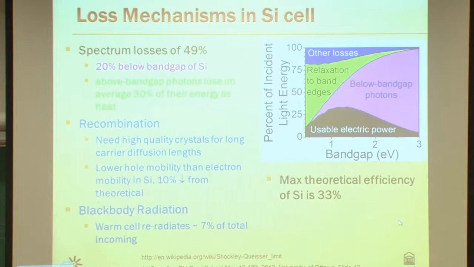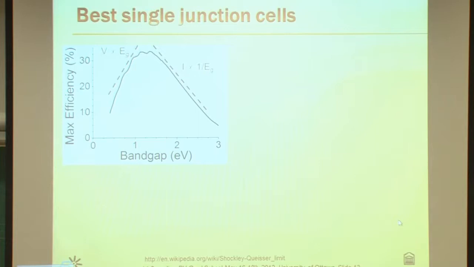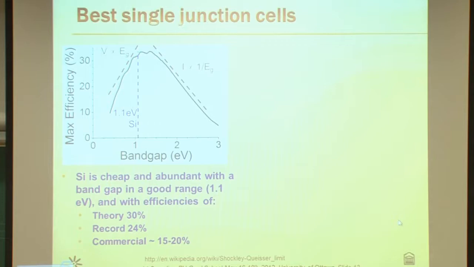And because of those two factors, that we can only use carriers above the band gap, we get a current dependency of 1 over band gap, and a voltage dependency on band gap, and this is part of how we get that curve, as we also saw this morning. And silicon sits in there at 1.1 eV, but it's cheap and it's abundant and it's pretty good, pretty close to the peak. And for our commercial products, the record of 24% over 30 is pretty high. We're getting pretty close to the maximum we can get out of it.